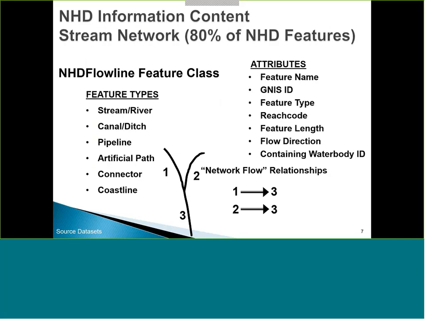The attributes are things like feature name. The feature names come from the Geographic Names Information System, which is GNIS, and so each unique feature has a GNIS ID, which goes with its name. So when you have 50,000 Mill Creeks in the U.S., each one has a unique GNIS ID, which provides you with a unique name.